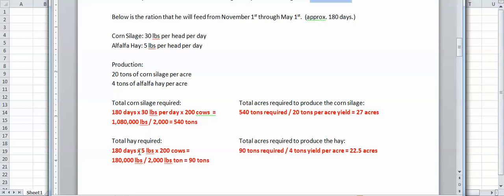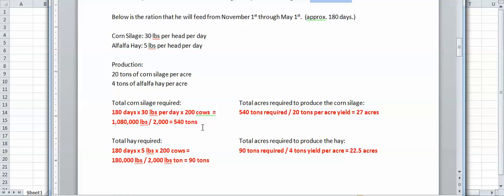Hay, same thing. 180 days times 5 pounds per day times 200 cows is 180,000 pounds. Divide that by 2,000 pounds in a ton equals 90 tons. So we have a requirement of 90 tons of hay. Divide that by 4 tons of yield per acre equals 22.5 acres.